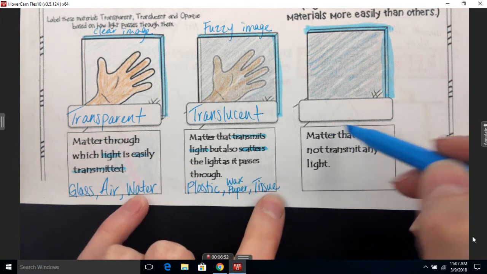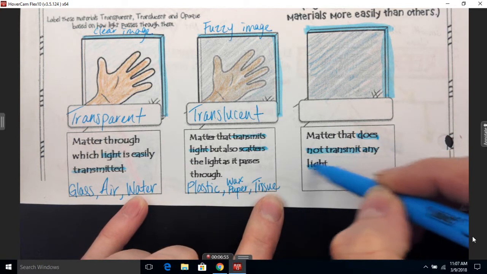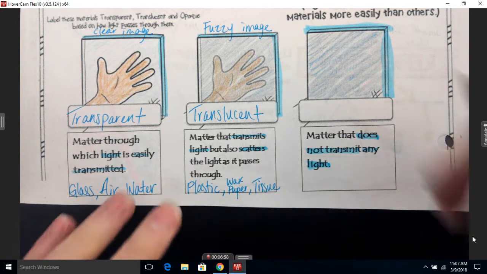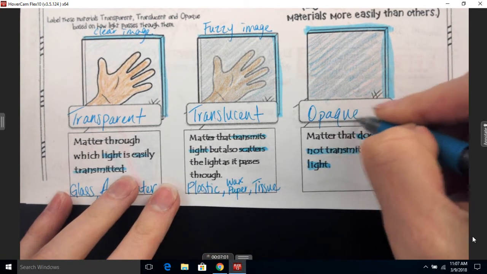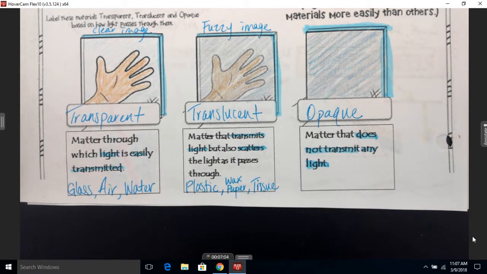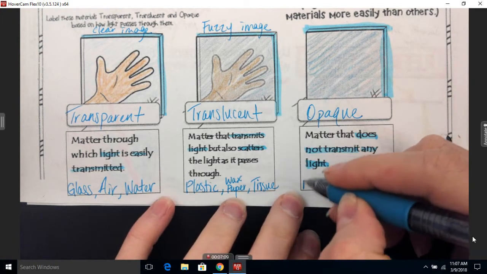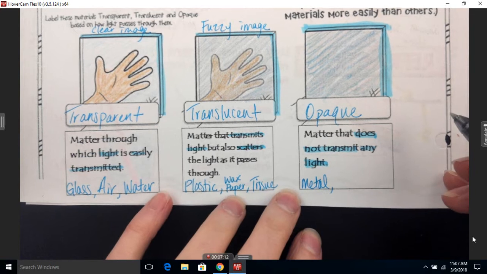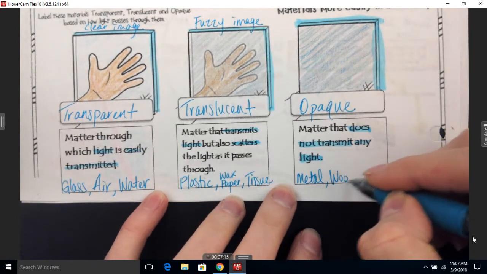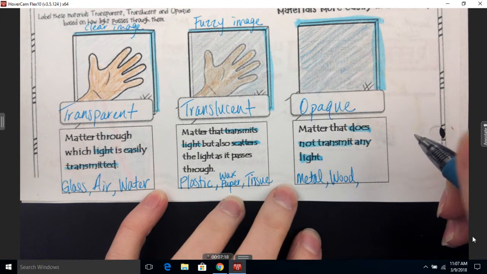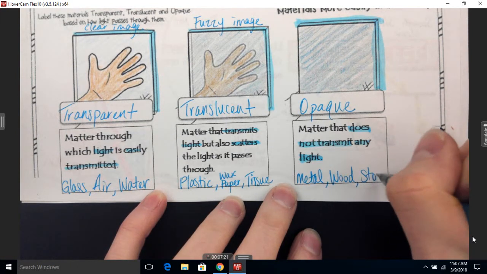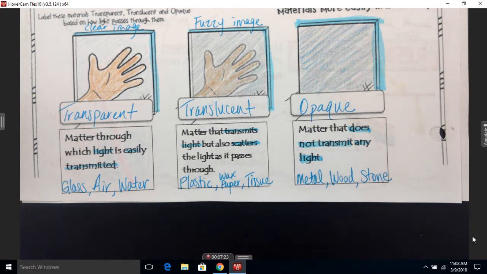Finally, the matter that does not transmit any light at all, doesn't let any light go through it, is called opaque. So what would it be? Foil or metal. Wood. Let's just put stone, and that goes with brick, concrete, anything like that.